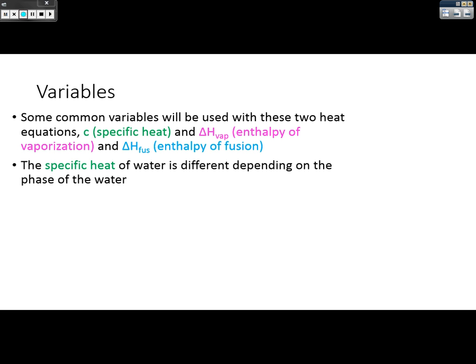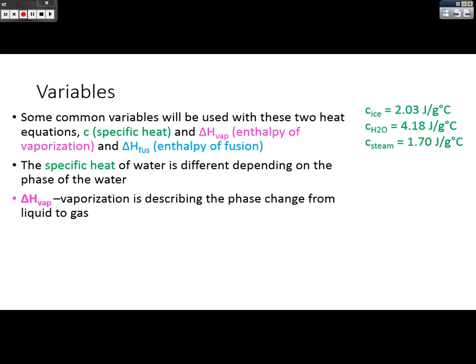The specific heat of water, not only do we have different specific heats for different substances, but the specific heat of water is actually different depending on the phase of the water. The C of ice is 2.03 joules per gram degree Celsius. C of water is 4.18 joules per gram degree Celsius, and C of steam is 1.70 joules per gram degree Celsius. So it's going to be important for you when we're doing these problems to remember what phase you're in so that you can use the appropriate specific heat.